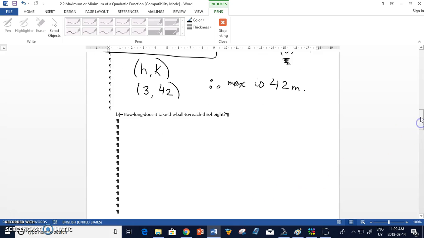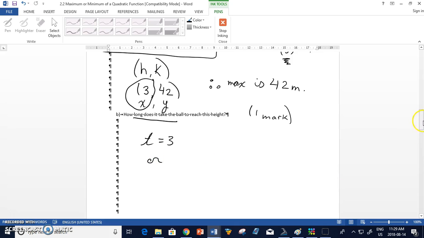Part B here would probably only be worth maybe 1 mark because you've already done the algebra. How long does it take the ball to reach this height? Well, remember, my h and k values are like my x, y values. This is my x, this is my y, so to speak. When am I at 42 meters? I'm at 42 meters when x equals 3, or in this case, of course, when t equals 3.